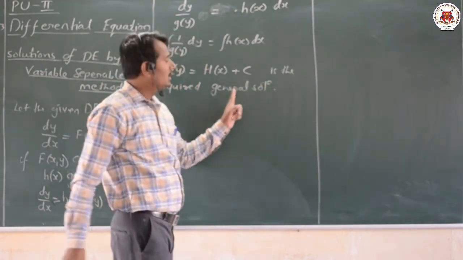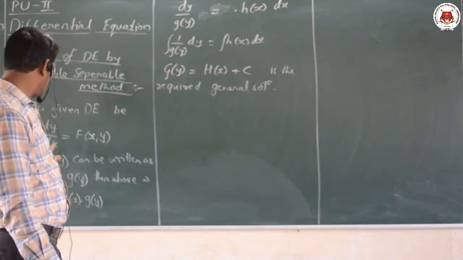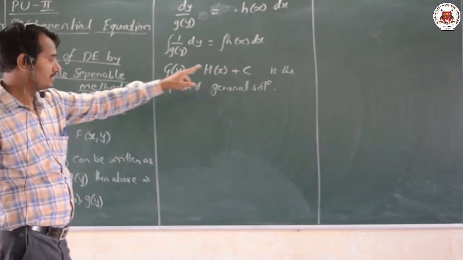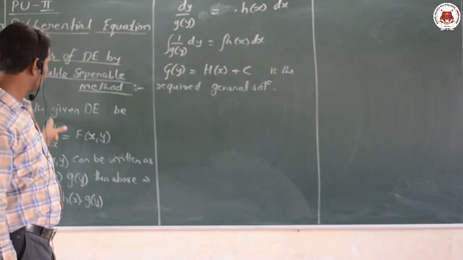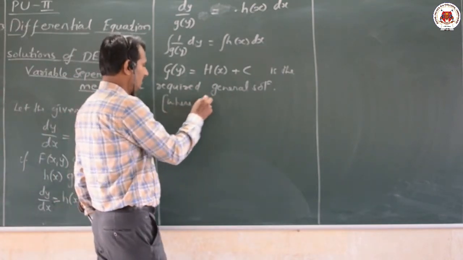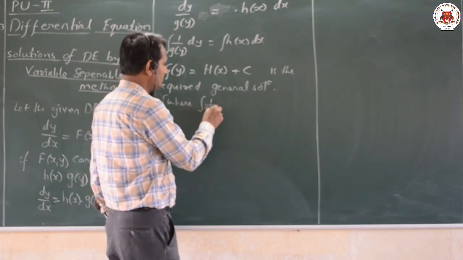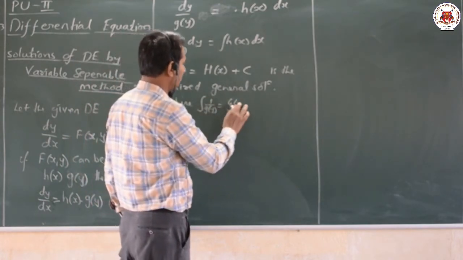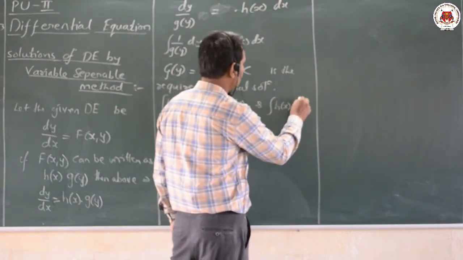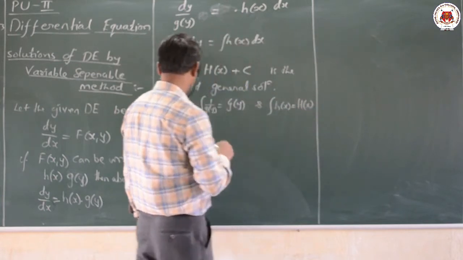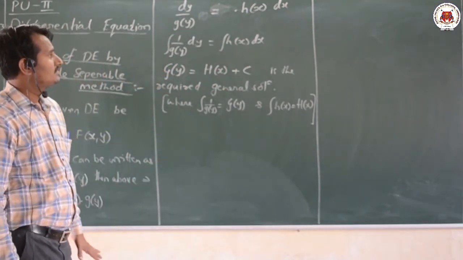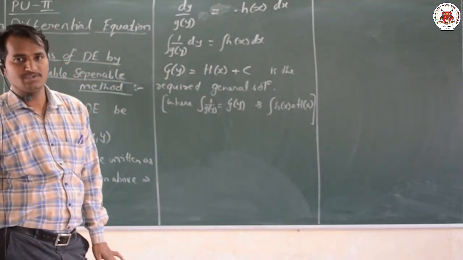So general solution means the number of arbitrary constants is equal to the order of the given differential equation. How many arbitrary constants are there? One arbitrary constant. And what is the order here? The order is also 1. Here the integration of 1 divided by g of y is equal to capital G of y, and the integration of h of x is equal to capital H of x. So now let us start with the actual problems related to this concept.